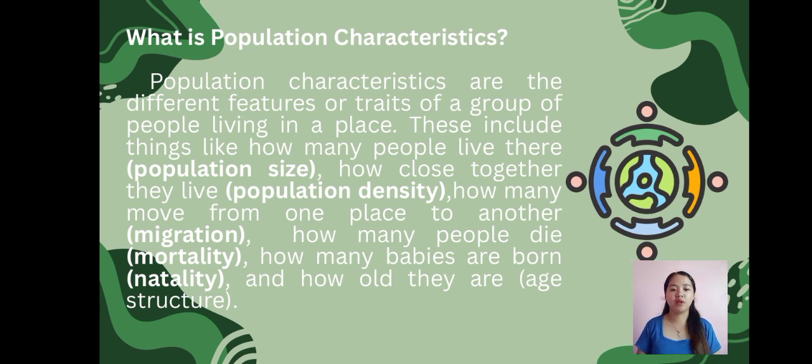So when we say population characteristics, it helps us learn more about the people in a town, city, or country. For example, if many people are young, more schools may be needed. If many are old, more hospitals and care services might be important. If too many people live in one place, it can get crowded. These characteristics help leaders plan better for housing, food, jobs, healthcare, and education. They show us how people live and how to make life better for everyone.